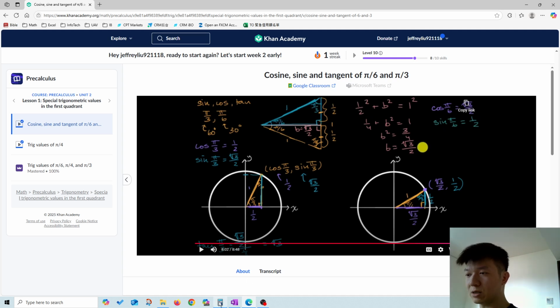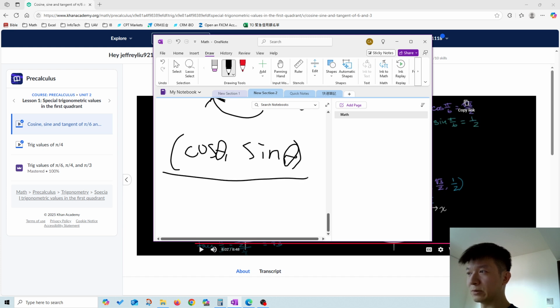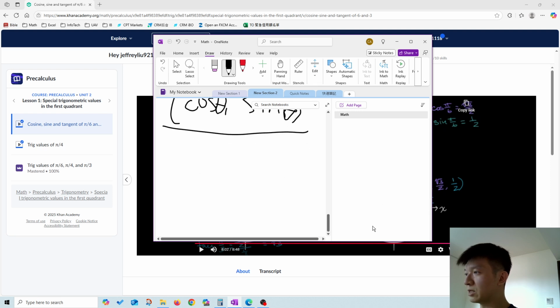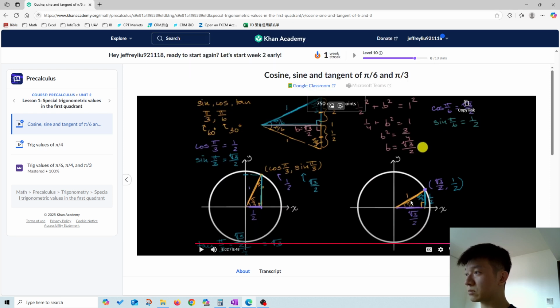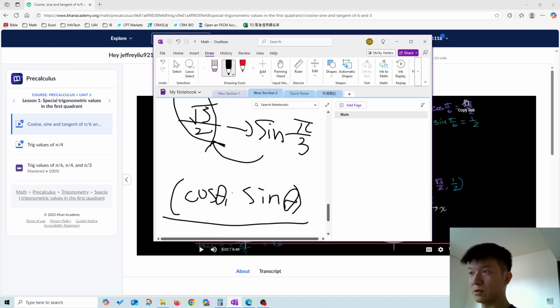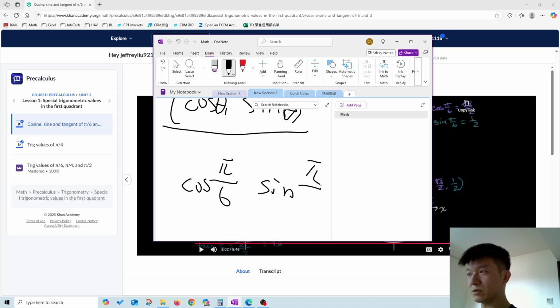And right over here we have pretty much the same thing. We just plug in the theta, right? You have your formula right here. Plug in the theta. Our theta is pi over 6. Cosine pi over 6 and sine of pi over 6.